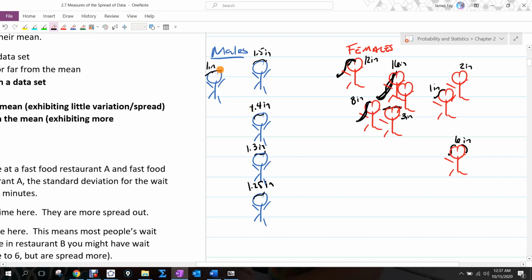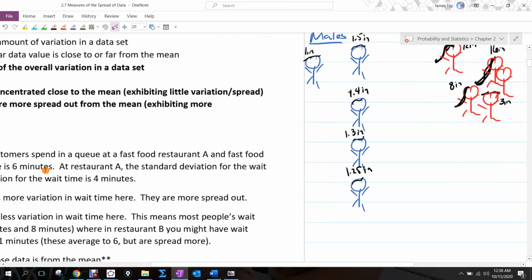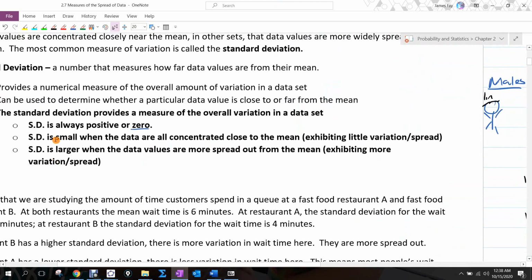So what would happen here is that in this situation, because these values are more concentrated, the standard deviation of hair length is going to be small, but the standard deviation here is going to be large because the data points are spread out. So the larger the standard deviation, the greater the spread amongst the data points. Okay, so that's what this here was talking about, where it says standard deviation is small when data are all concentrated close to the mean. And here, standard deviation is large when they're more spread out from the mean, exhibiting more spread, more variation.